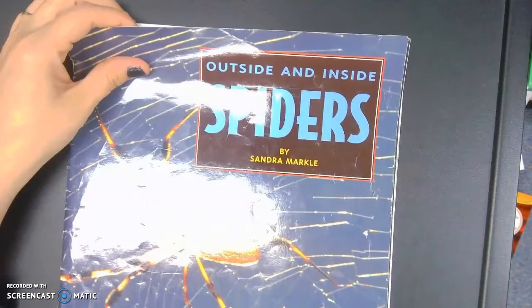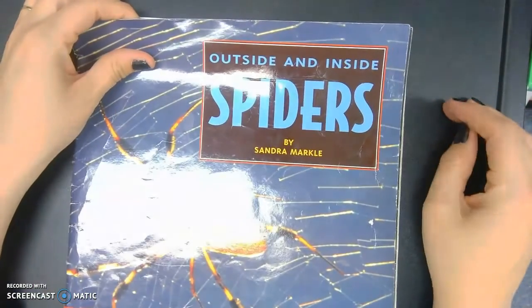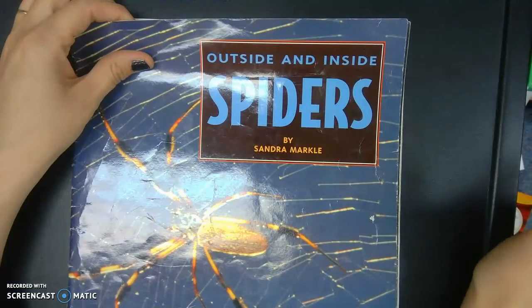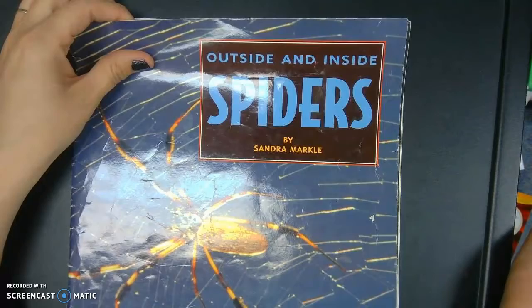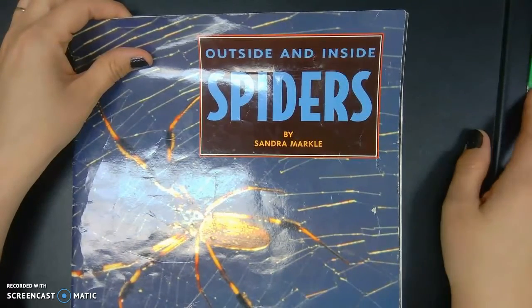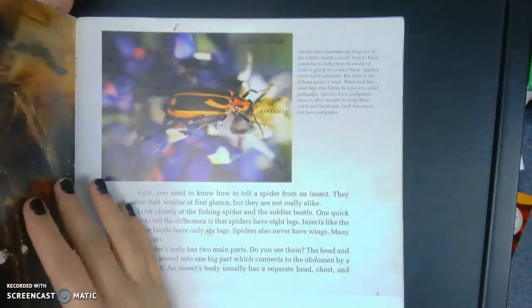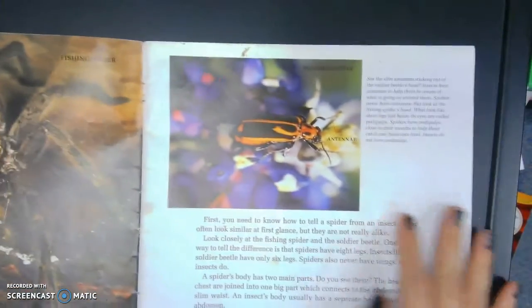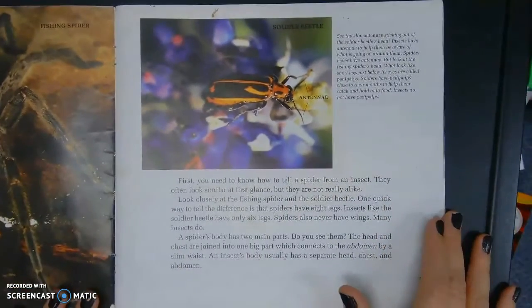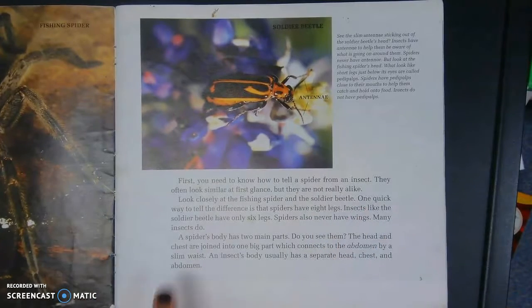Okay. And I'm not going to read the whole book. I'm just going to read the part that shows that text structure because sometimes there's more than one text structure in a book. Alright, so this book is called Outside and Inside Spiders. Spiders are probably one of my favorite animals. Alright, let's look here. Okay, and I'm only reading this page, right down here.